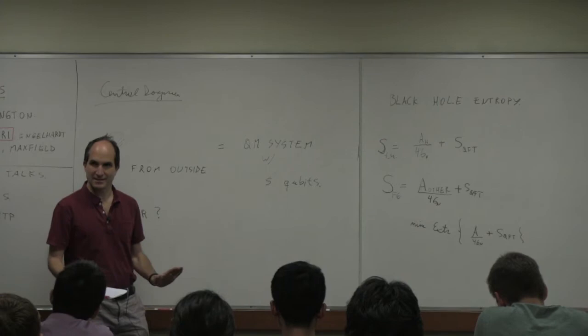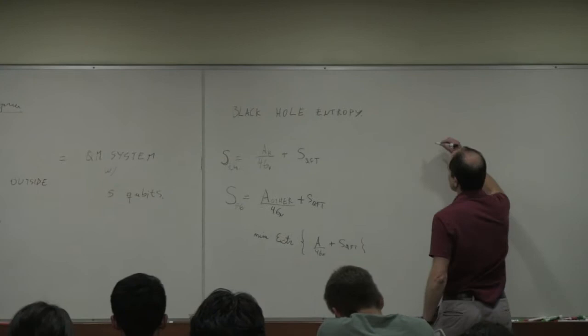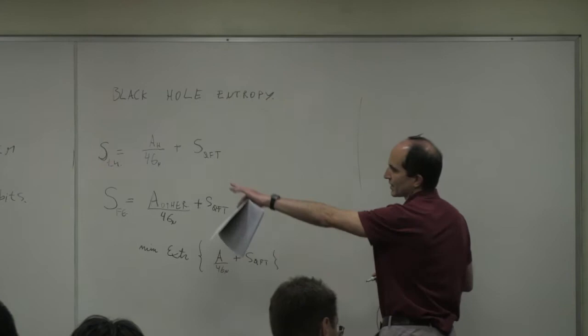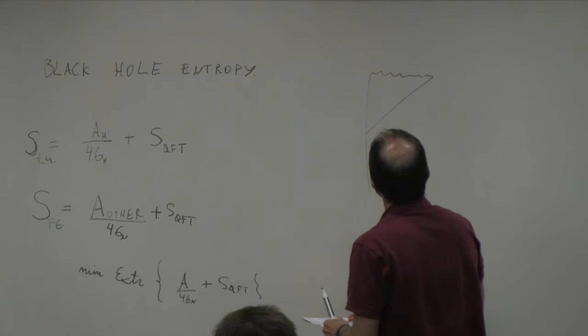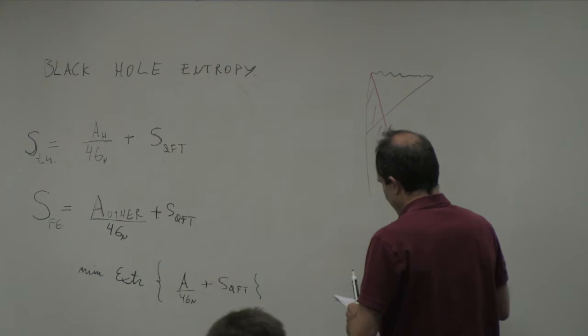Good. So, just now review a couple of examples that have been discussed here where this entropy has been computed. So we're going to look at the black hole. So that's the same space-time picture of, let's say, a black hole that was formed from collapse. So we have the matter that formed the black hole. That's the horizon. We could be asymptotically AdS or asymptotically flat, that doesn't matter.